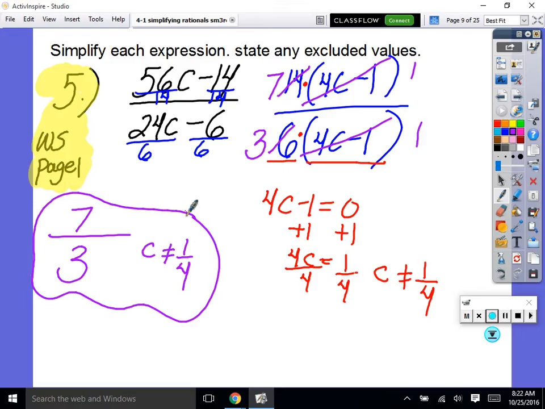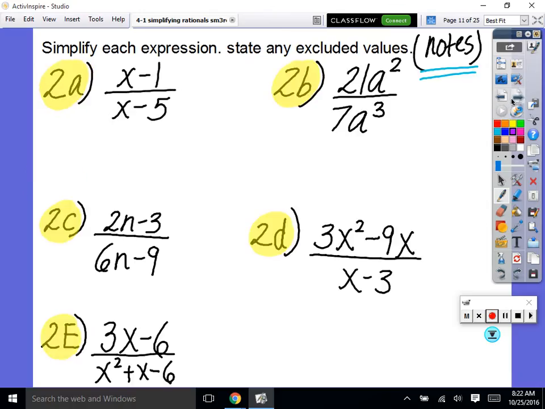Everybody good? Okay. Now I want to just say something. If this would have been 6c, for example, right there, that has a variable. So that would have been 0, also 0. So everybody good? C could not also equal 0. Okay, last one. Then I'm going to let you practice.